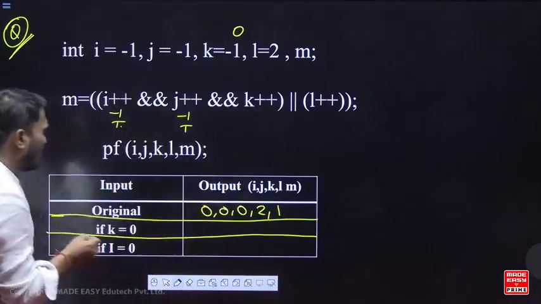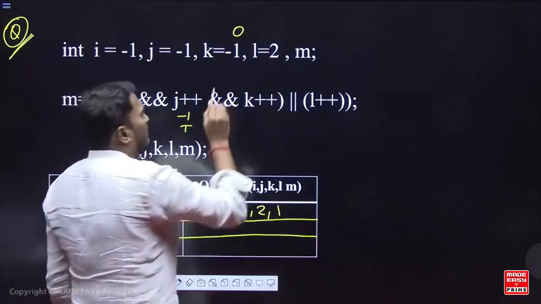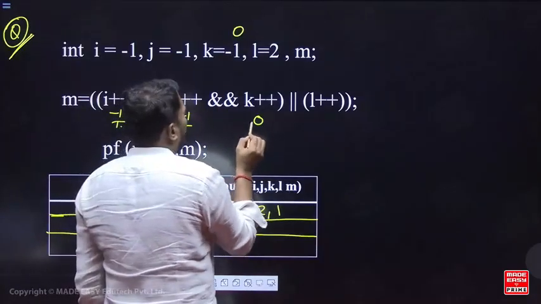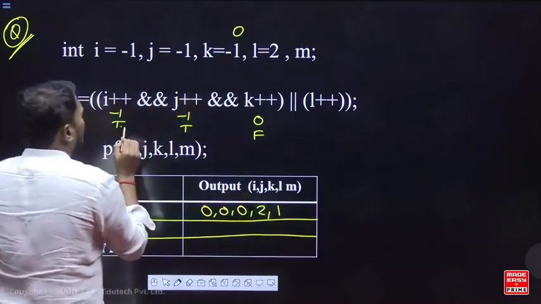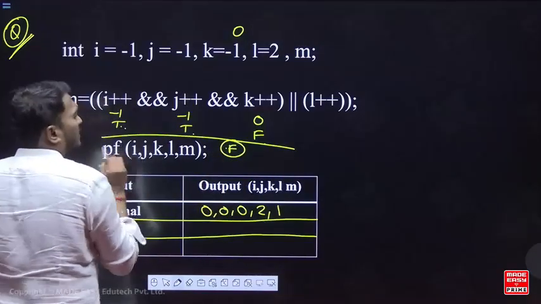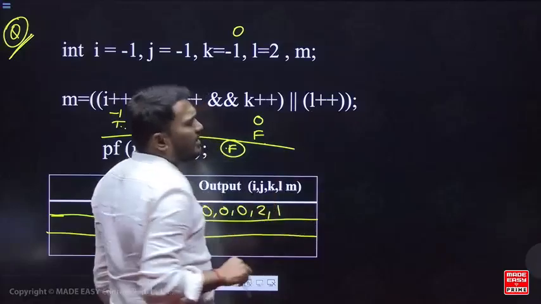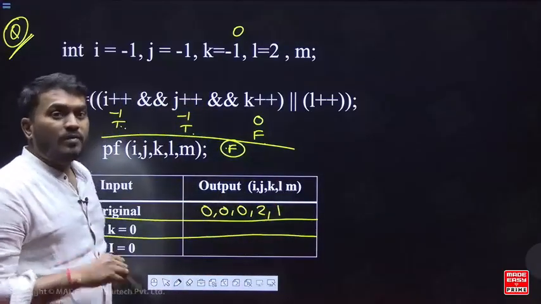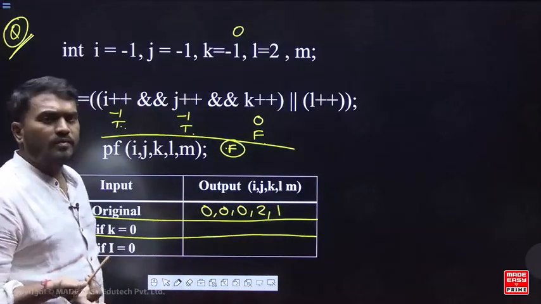Okay, second one. Look here. If k equal to 0, so if you take the k value as 0 here, then 0 means this is false. So this is true, this is true, this is false. The entire expression is false. So if this entire expression is false, is this evaluated or not evaluated? Evaluated, because in the OR operation, if anyone is true, the output will be true.